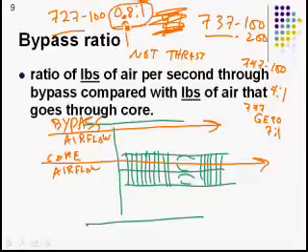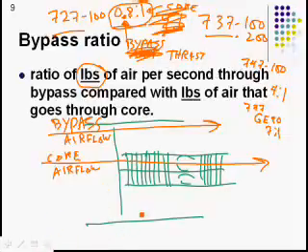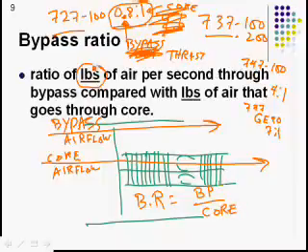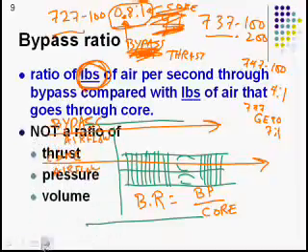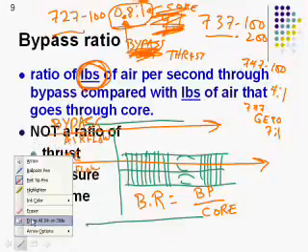This first number is the bypass: how much air, in pounds per second, is going through the bypass. And the second number is pounds of air going through the core. So we could say that the formula would be bypass ratio equals the bypass air over the core. And this is pounds of air. It's not thrust. It's not pressure. It's not volume.